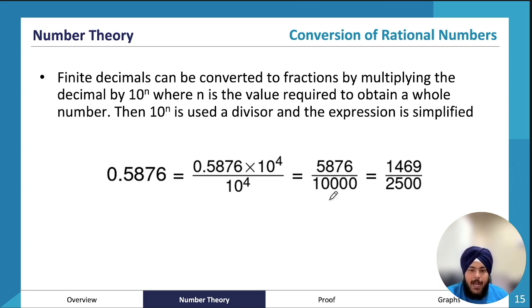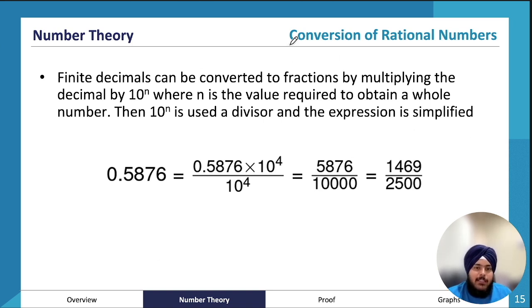So for example, pi, 3.14 something something something, does not stop. It is an infinite decimal. Whereas a finite decimal, for example 0.5876, stops at 6. Those decimals are actually rational numbers, and we can write them in the form m over n. Remember, anything is a rational number if it can be written in the form m over n.